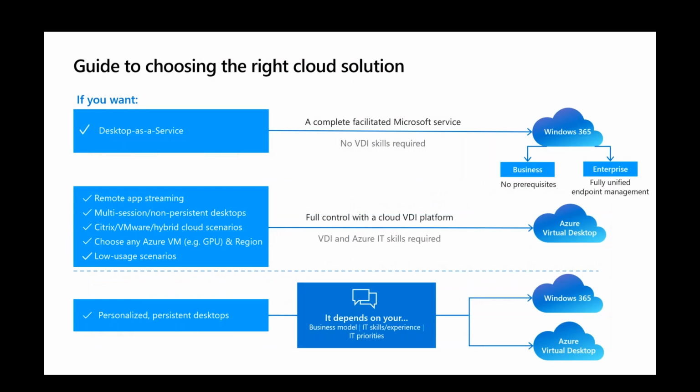Next slide. So here's a really great infographic to help guide you towards choosing the right cloud solution. So if you are looking for desktop as a service, you don't have the VDI skills necessary, that's also, of course, something Big Green IT can help you with, Windows 365 is a great option. There are both business and enterprise versions of Windows 365. So we'll discuss that licensing in just a moment.